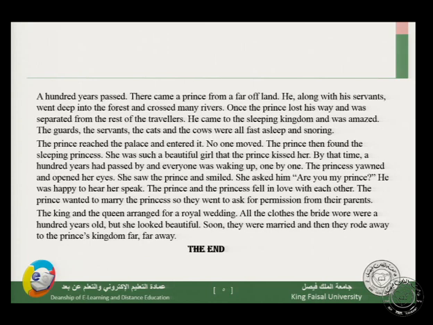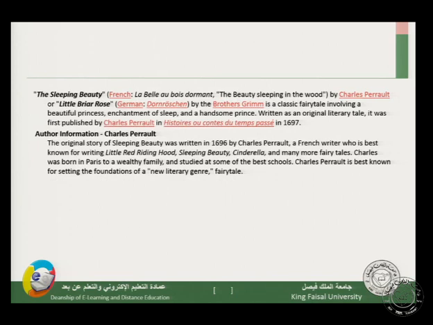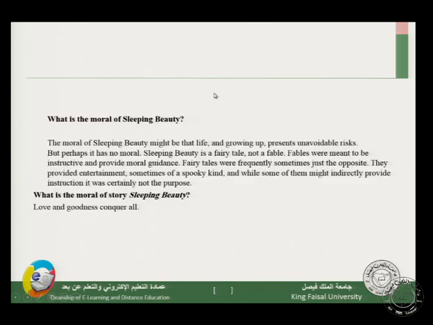Okay, you read the story yourselves and then you find more details. This is just a very quick and short brief. Here we talk about the Sleeping Beauty. Don't pay attention to the names, as I said before, whether in French or in German, okay? These are just references for you to know, but they are not important for the exam, okay?